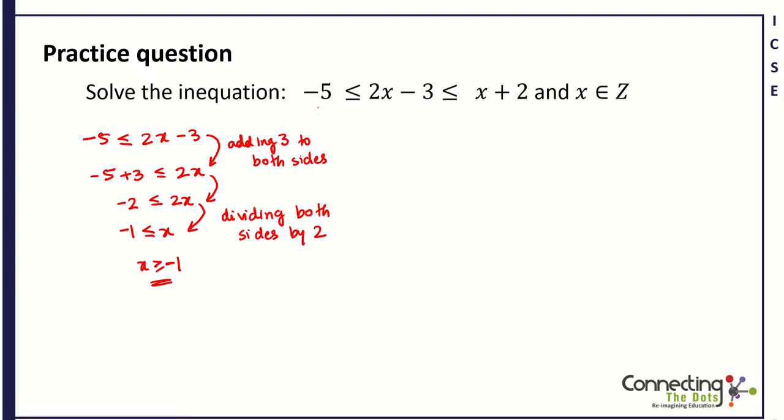Now let's take a look at what this inequation gives us. This one, and that we have 2x minus 3 is less than or equal to x plus 2.